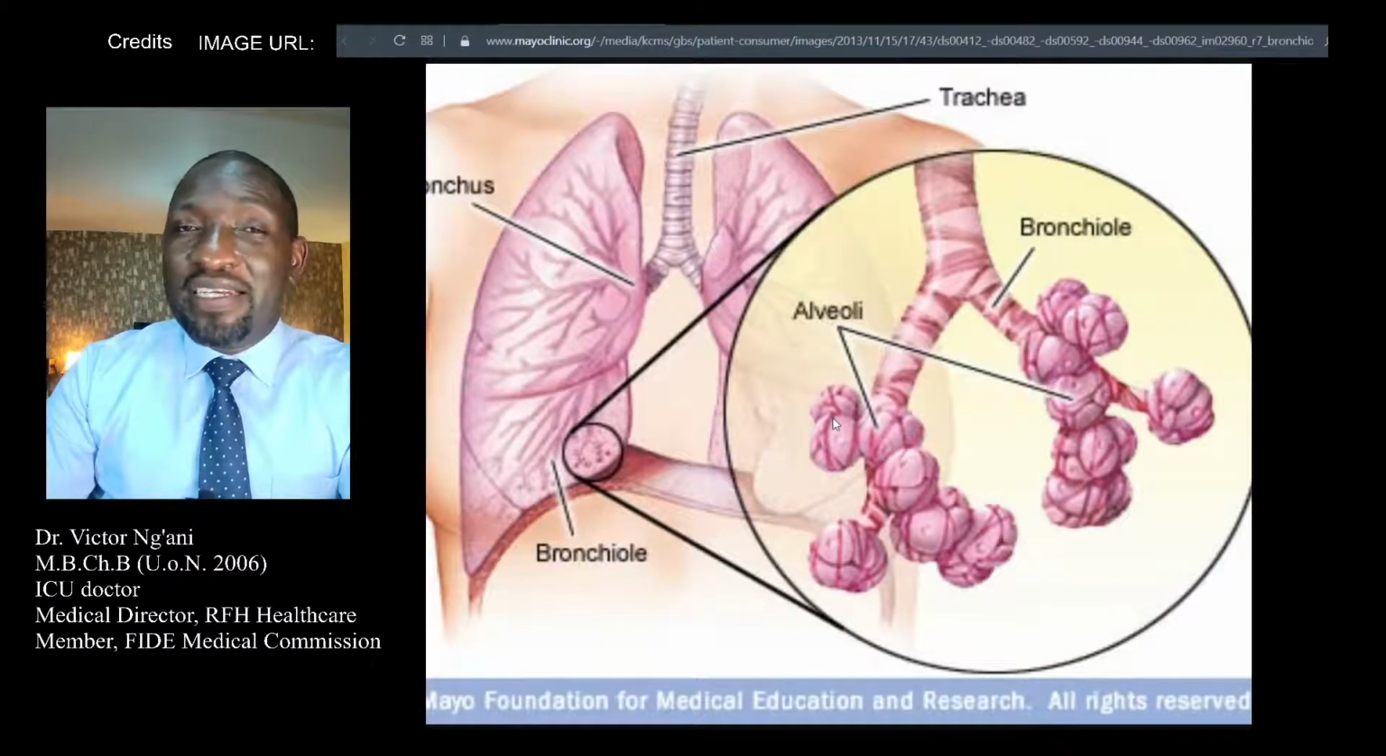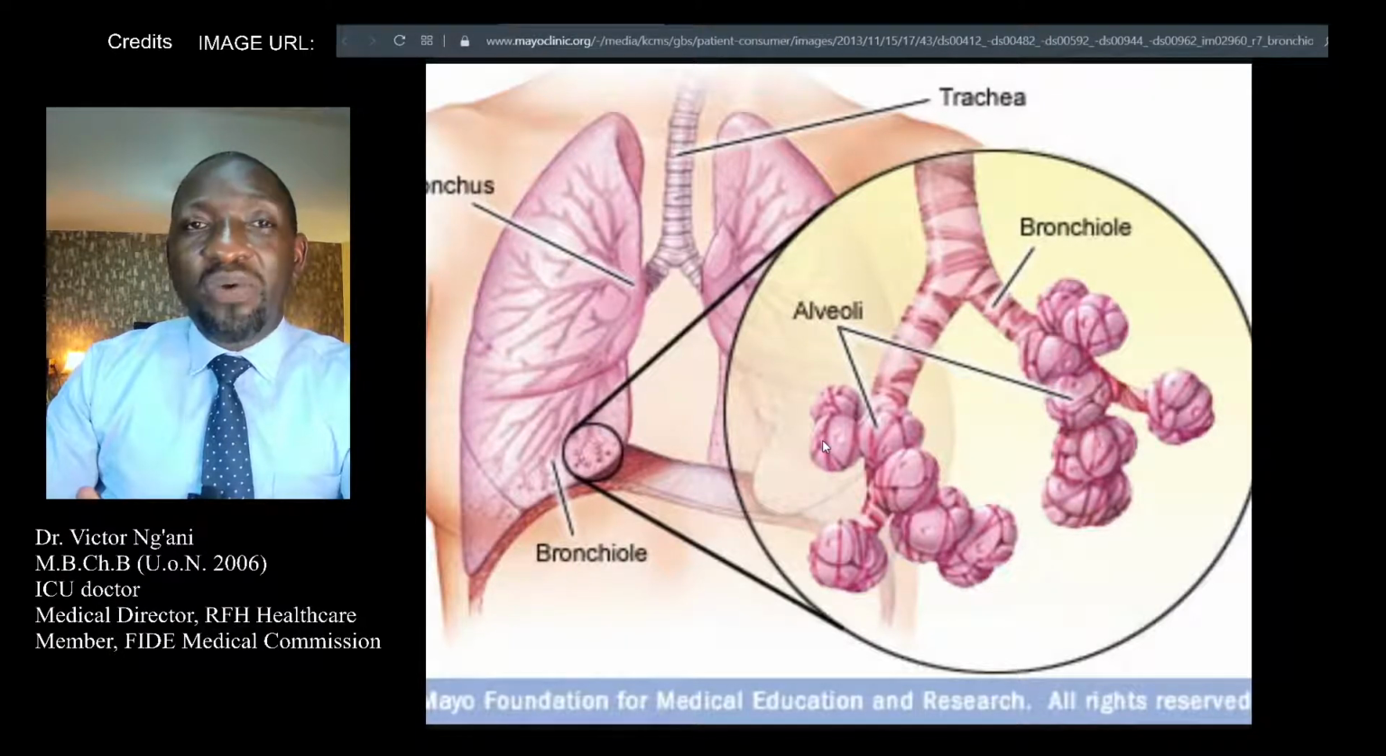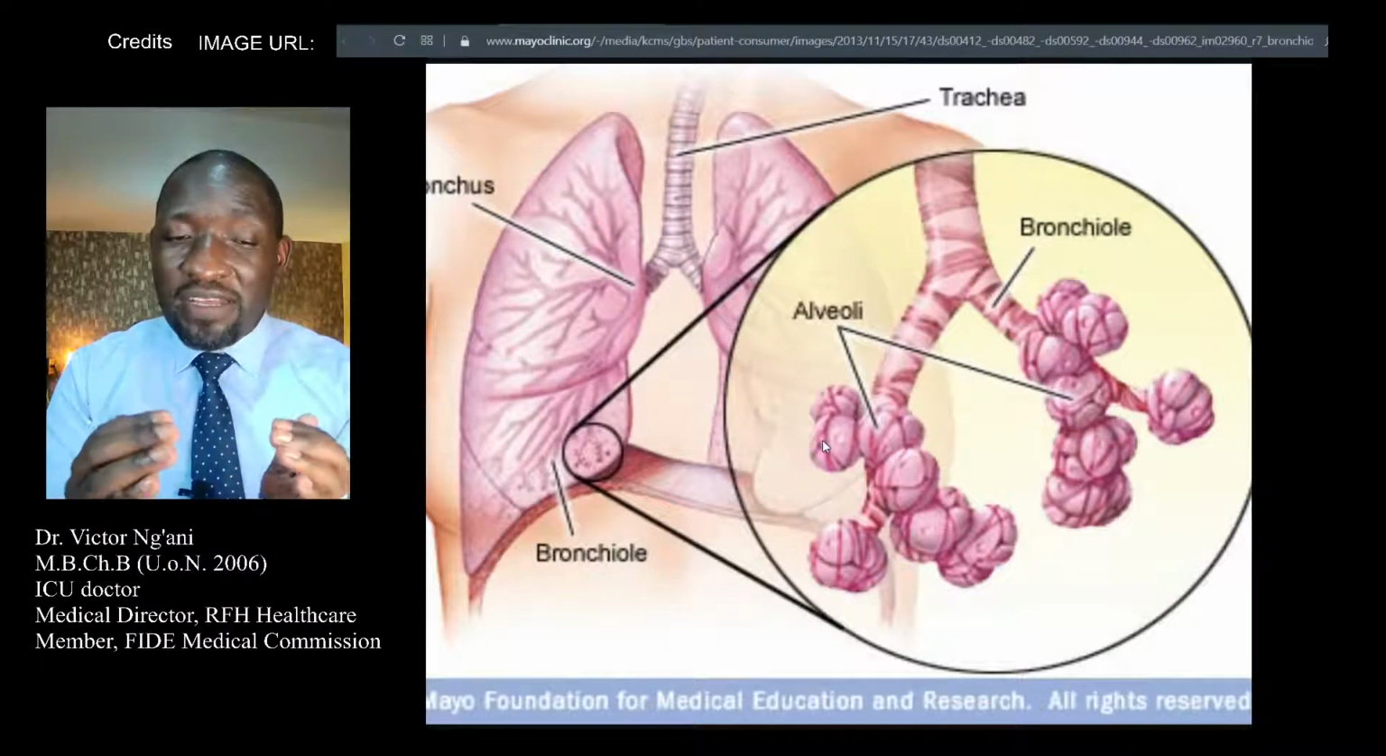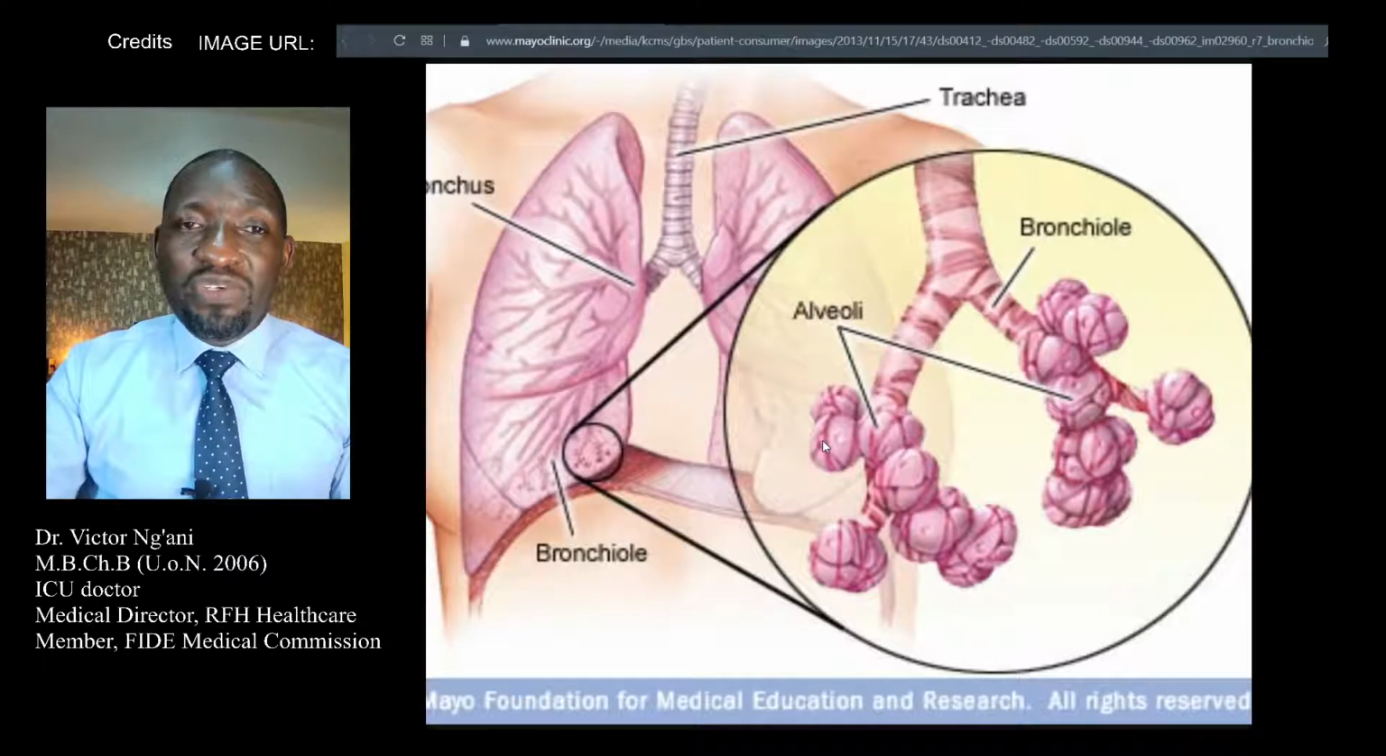You have between 300 and 400 million of these. So this is really magnified. But the important thing to note is that with every breath, these balloons are going to inflate. And then when you breathe out, they're going to deflate, but not fully. There'll be some air left in the balloon so that they remain open. They don't collapse fully.